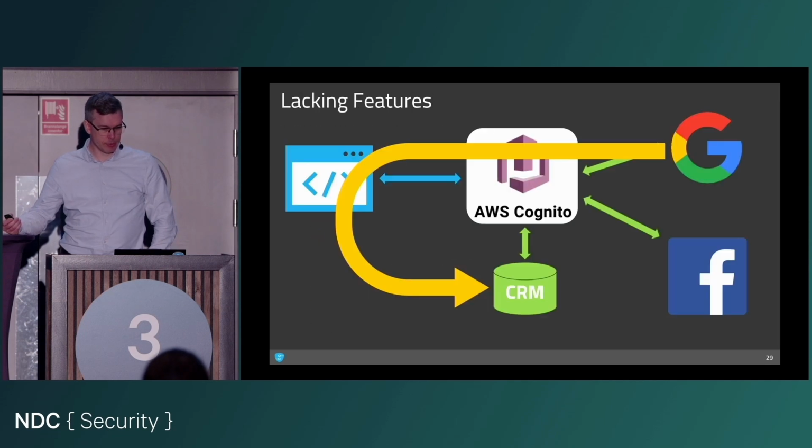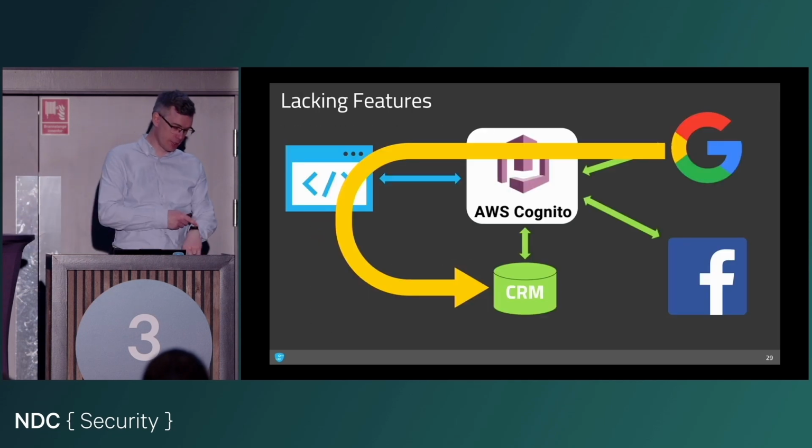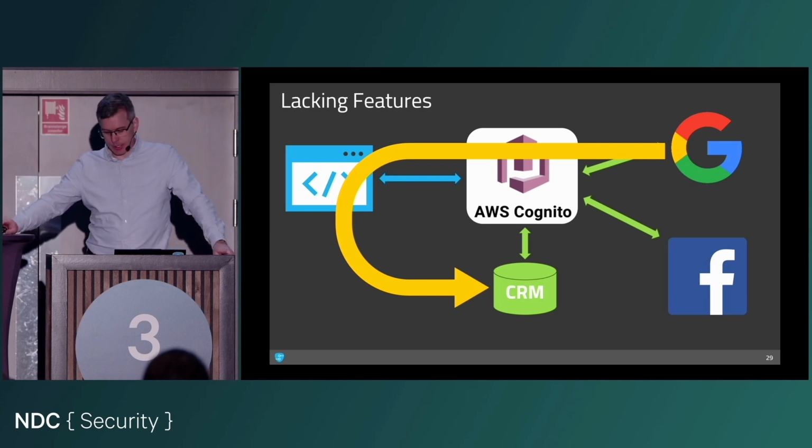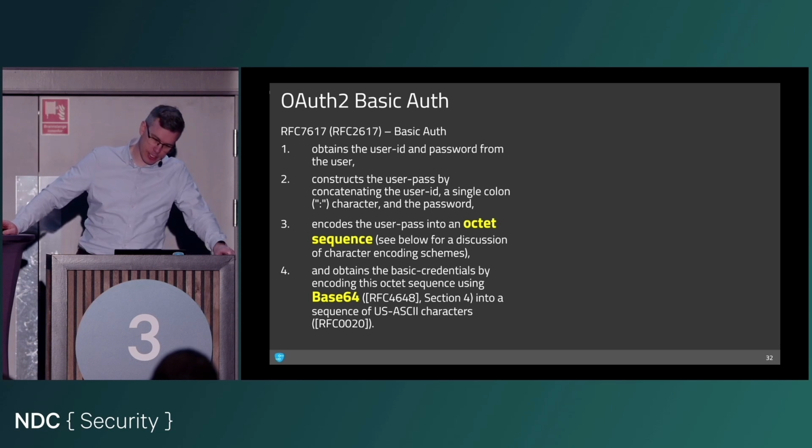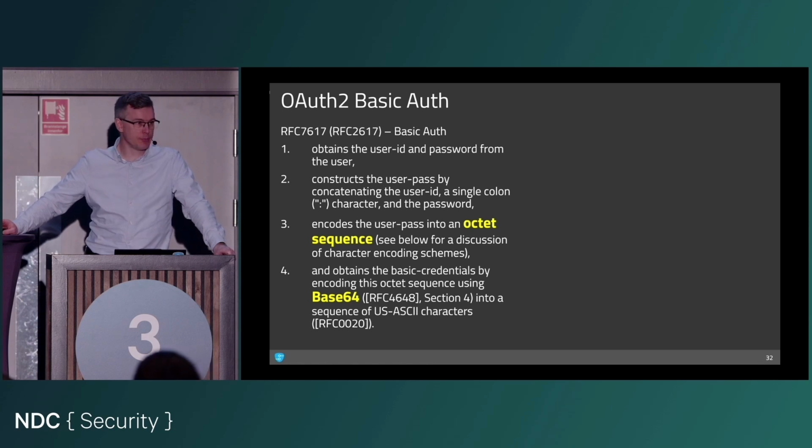So I've been bashing so far products and telling about some incompatibilities that I've met. But as a final thing, I have actually something from the spec. So even though I like them, the specs are not perfect. OAuth2 basic auth. Let's start with RFC 7617, which is just a clarification of RFC 2617, basic authentication for HTTP.